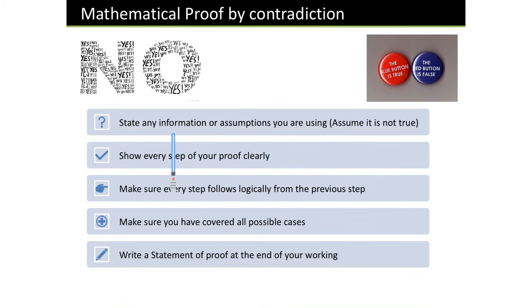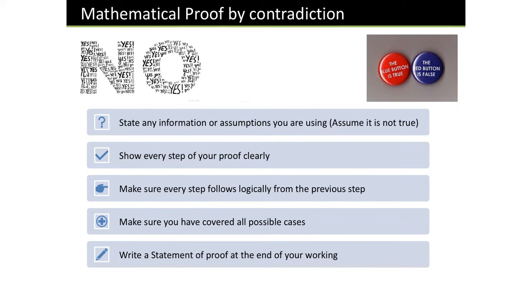Number 1, state any information or assumptions you are using. Okay? So for example, if we use a negation statement, and if you then use 2n, well, what is 2n? 2n is an even number. So if we're saying let k equal 2n, where 2n is an even number, we have to literally write everything down. That's the whole point of proof. Okay? Show every step of your proof clearly. Make sure it's logical and it follows from the previous step. Make sure you've covered all possible cases.